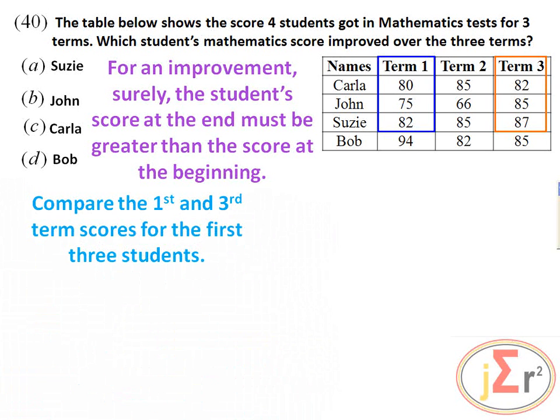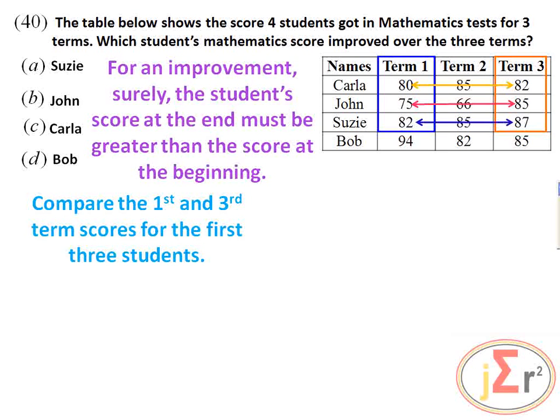Compare the first and the third term score for the first 3 students. What do we notice? If we look at the first term and the third term in each case, 80s. Not only that, but we are taking a look at the improvement in the scores. Therefore, we need to take a look at which is greater or which is not greater. So it is the relative sizes of the scores that will play a very important role in answering this question.